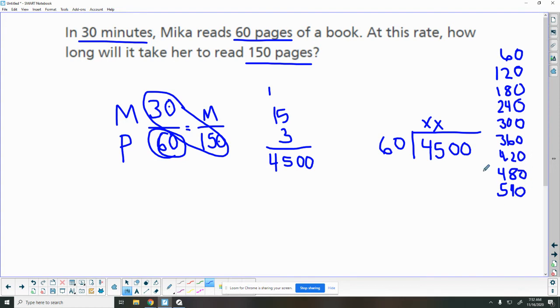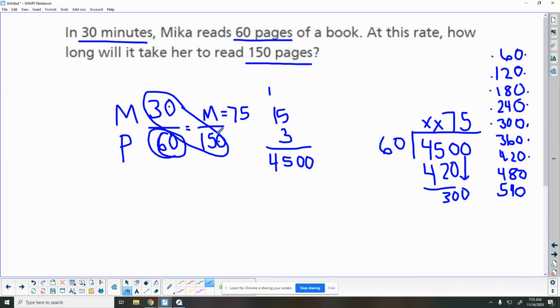We're looking for 450. So here we go. 480 is too big. So it goes in there 1, 2, 3, 4, 5, 6, 7 times. 7 times 60 is 420. There's 30 left over. Bring down a 0. It goes in there 1, 2, 3, 4, 5 times exactly. So it would take her 75 minutes to read 150 pages.